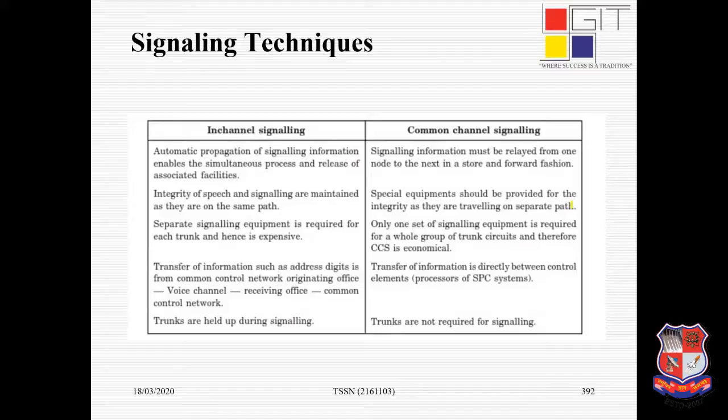Separate paths here also means literally physically separate wires. Separate signaling equipment is required for each trunk and hence is expensive. Only one set of signaling equipment is required for a whole group of trunk circuits, and therefore CCS is economical. Transfer of information such as address digits is from common control network, originating office, that is voice channel, receiving office, common control network. Transferring of information is directly between control elements, that is processors of various systems. Trunks are held up during signaling. Trunks are not required at all for signaling. Thank you.